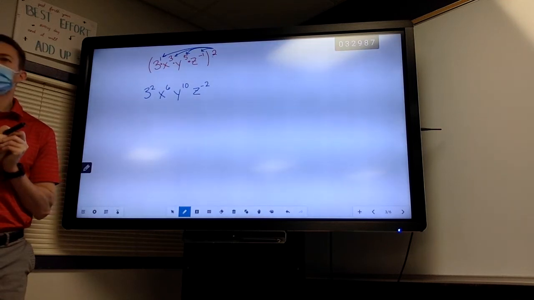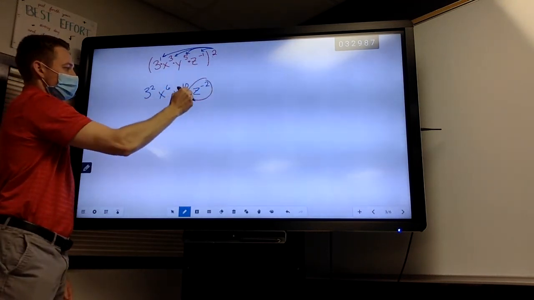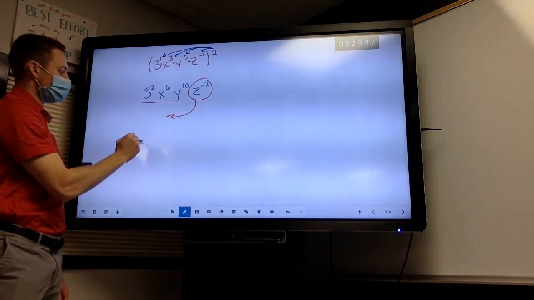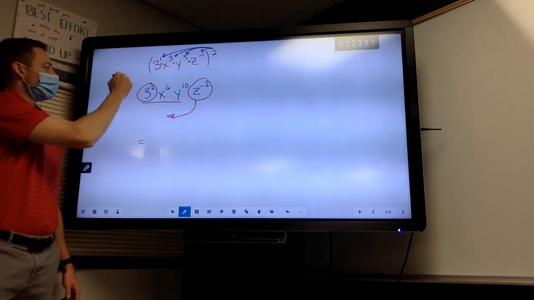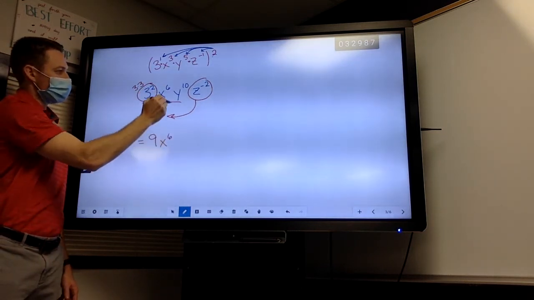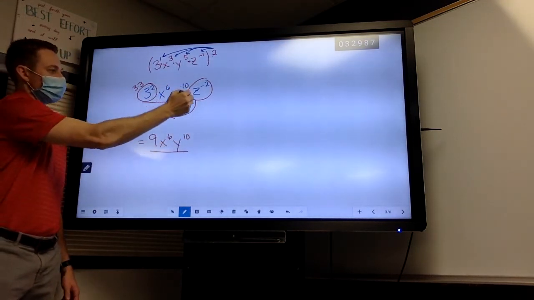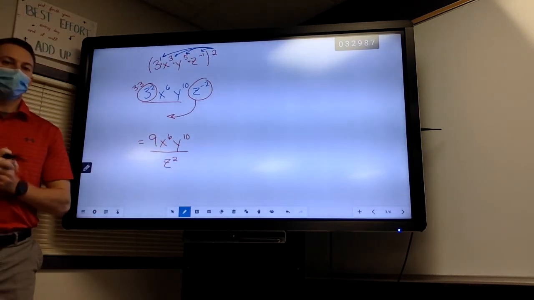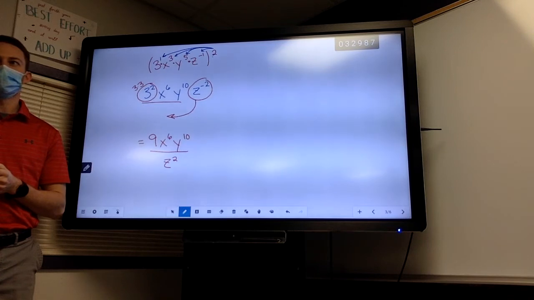Do we have any funny exponents up there? Negative 2. Yeah, we got a negative 2, right? So we need to move this to the bottom of our fraction, and we change the negative 2 to a positive 2. So our answer, 3 squared is what? 9. 3 times 3 is 9. X to the 6th, y to the 10th. And then we have to make our own fraction and move the z to the bottom. So on the bottom, we have z to the positive 2, or z squared. Thumbs up, thumbs down. Does that make sense?